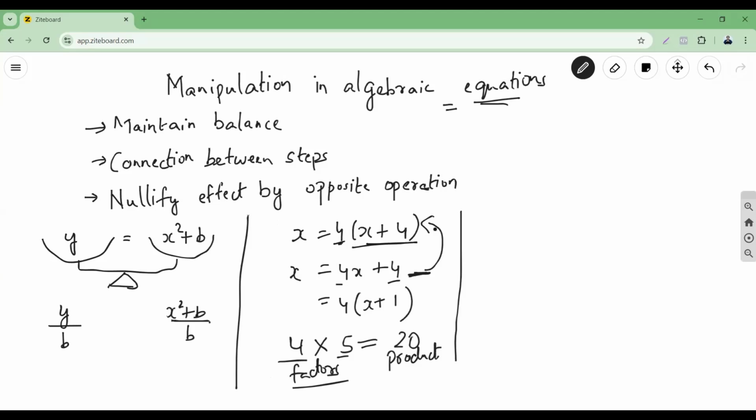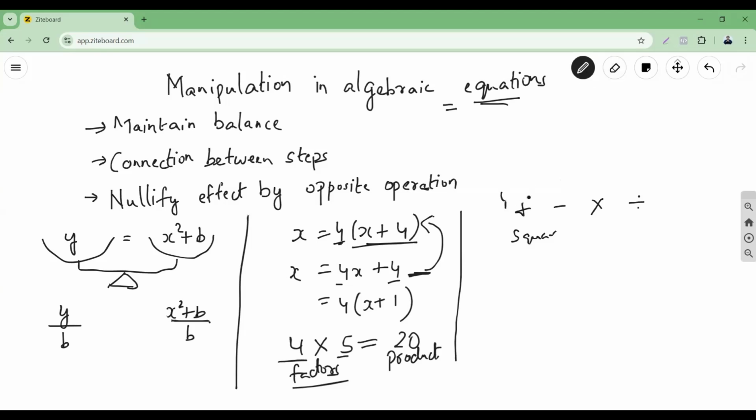And the next thing is, whenever you want to maintain the balance or see the connection, you will have to nullify the effect by the opposite operation. What do I mean by this? First of all, many students would have gone through mathematics for so many years, but they wouldn't have understood words like operation. What is an operation? Operation means addition, subtraction, multiplication, division, squaring, square root, all these things, the things we do with numbers.